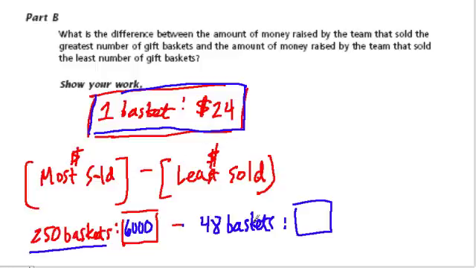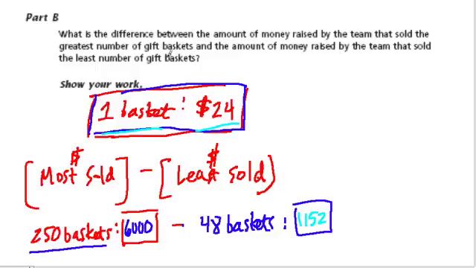And for this team, every one basket again is $24. If they sold 48 baskets, that's 48 times 24. That's how much each basket costs. And that's 1,152. And they want to know, let's go back, what is the difference between the amount of money raised by the team that sold the greatest and the least?